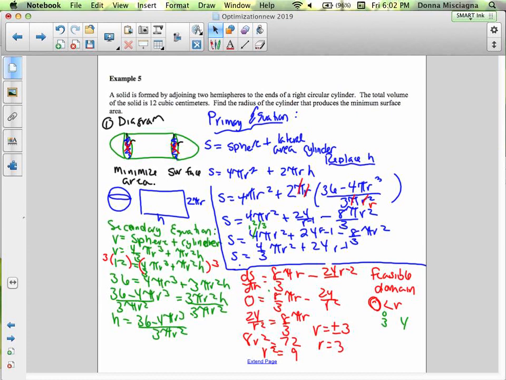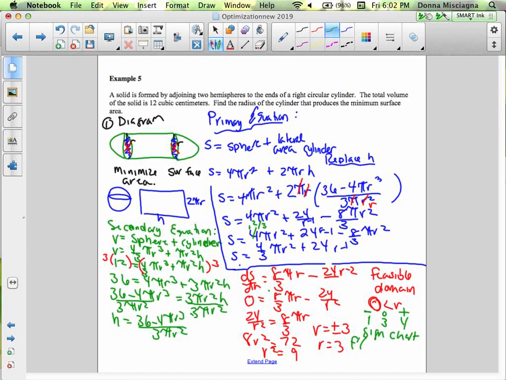So that's negative. So we're decreasing because we're looking to minimize. We're decreasing. And then if I plug in 4, because 8/3 pi is smaller than 24. Much smaller than 24. If you plug in the 4, that'd be 24 over 16. That's much smaller than 8 pi thirds. This would be positive. All right, so there's our sign chart.